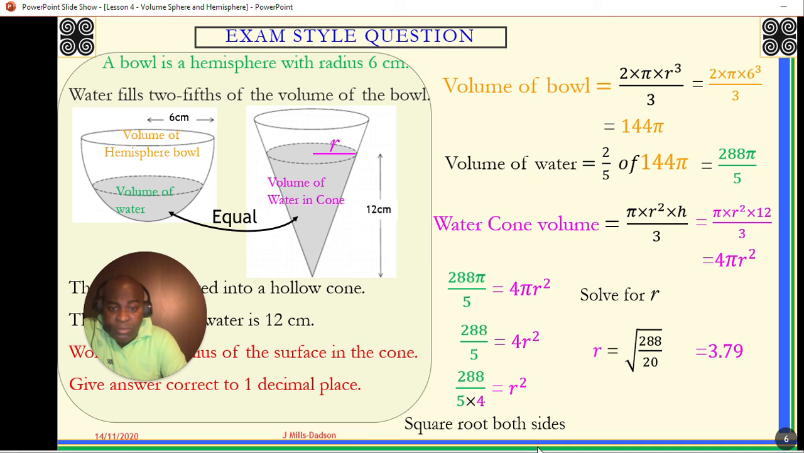When you find the square root of both sides, r squared becomes r, and that gives me 3.79. So r is equal to 3.79. We want our answer to 1 decimal place, so r is approximately 3.8 cm. So the surface of the water in the cone will have a radius of 3.8 centimeters. This is how an exam style question could be set, linking hemisphere to cones.